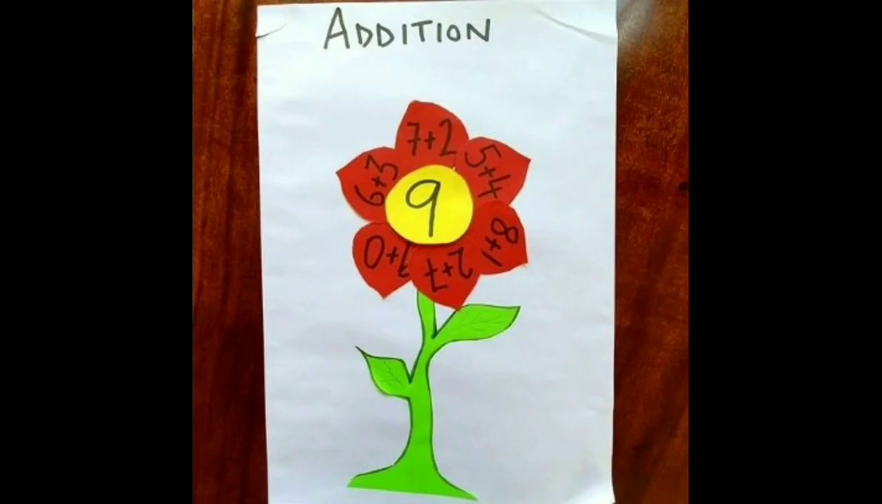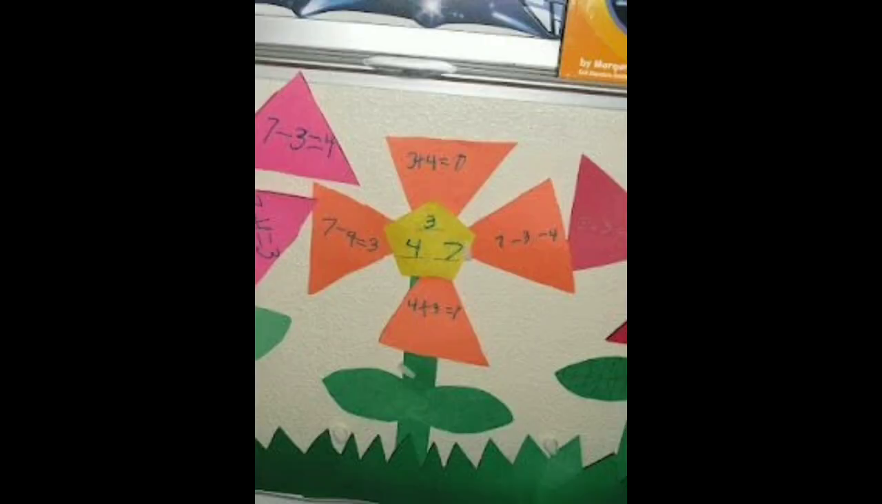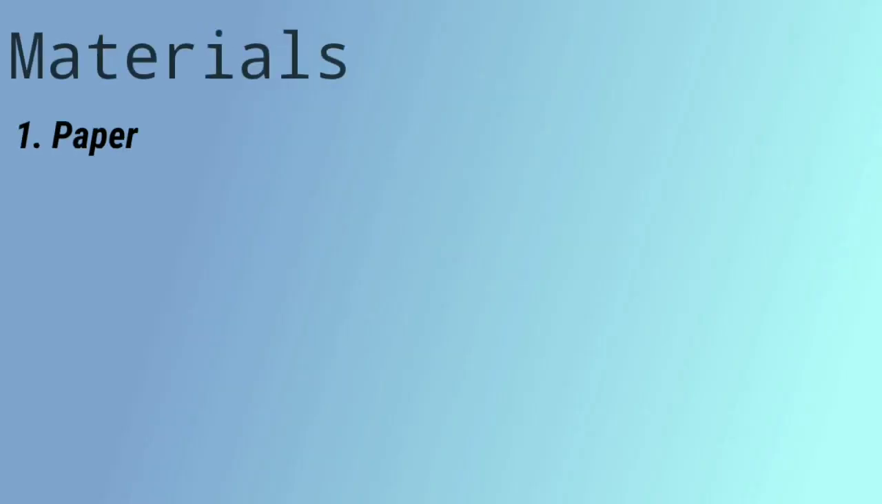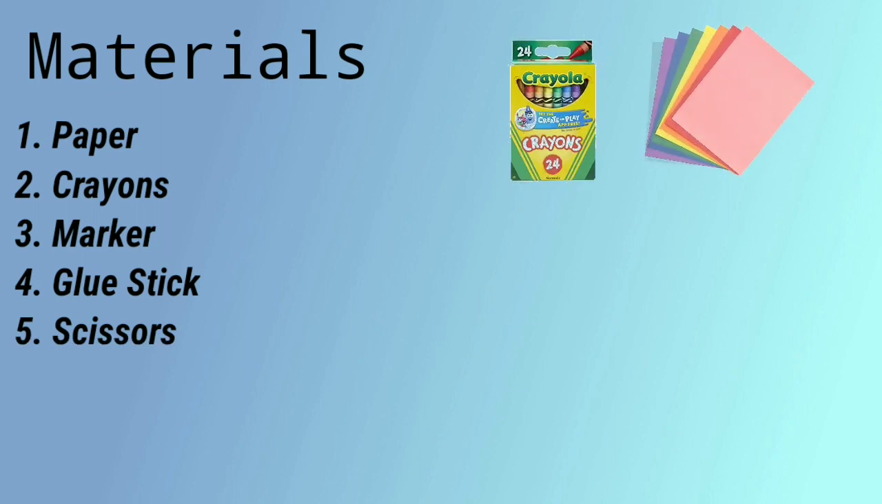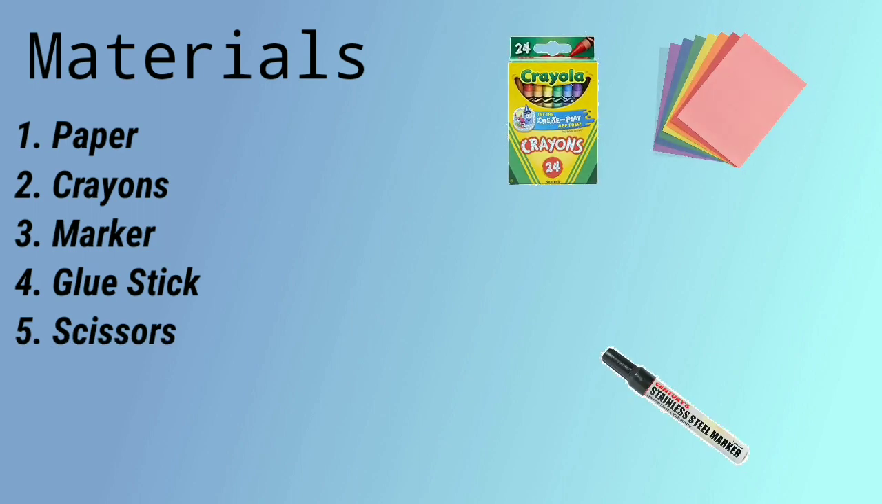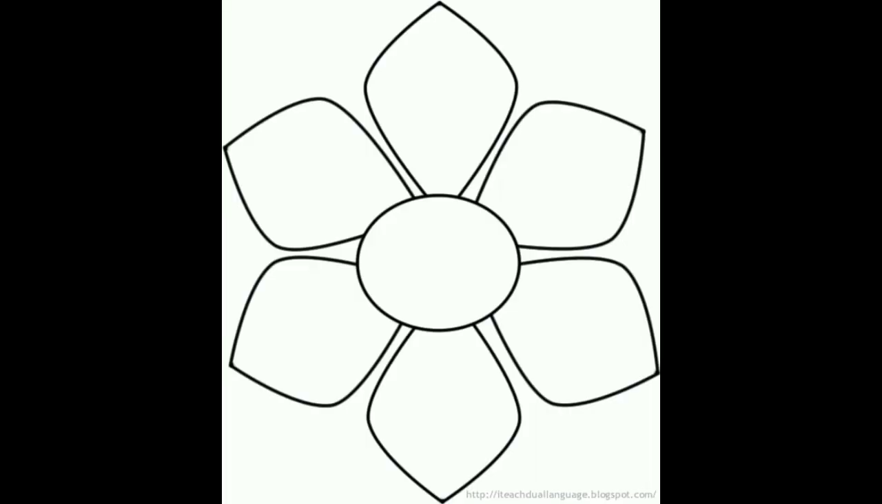Fourth and the last topic is make flowers using addition and subtraction fact families from lesson 7, addition and subtraction. Material you need for this topic are paper, colors, marker, glue stick and scissors.